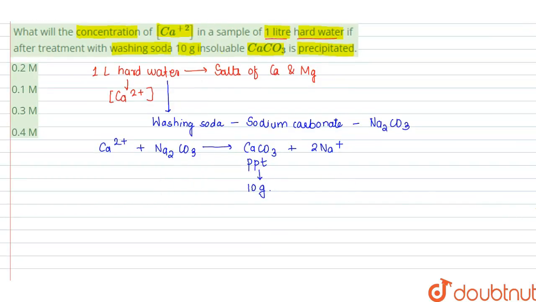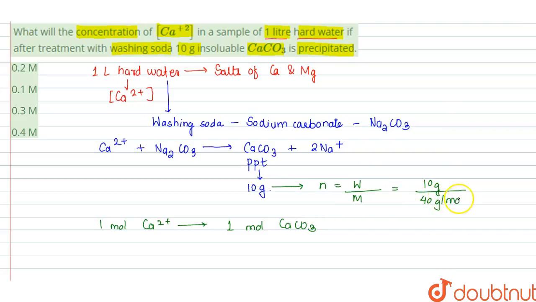So from the reaction stoichiometry we can see that 1 mole of Ca2+ ions produce 1 mole of CaCO3. But we have 10 grams CaCO3. So in 10 grams we'll calculate the number of moles. Number of moles is equal to mass upon molar mass. The mass given is 10 grams and molar mass of CaCO3 is 40 gram per mole. Therefore, the number of moles in 10 gram CaCO3 is 0.25 mole.